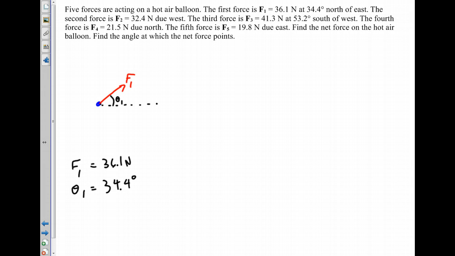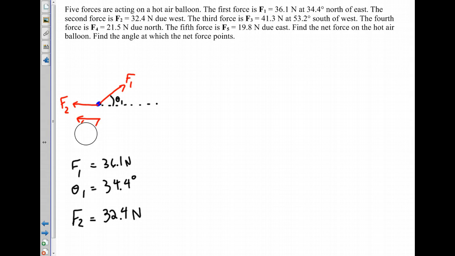F2 is due west, so F2 is like this. And how big is F2? F2 is 32.4 newtons. F2 doesn't have an angle, see, because it's already on the x-axis. It's perfectly west, due west. The third force, F3, is 41.3 newtons at 53.2 degrees south of west.